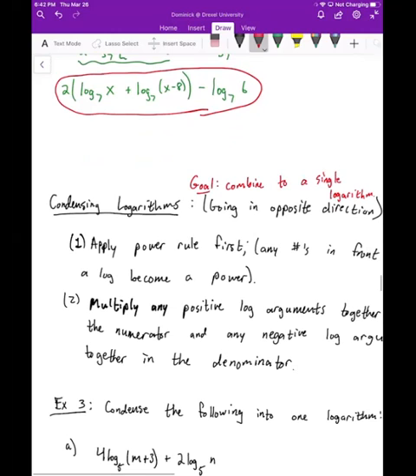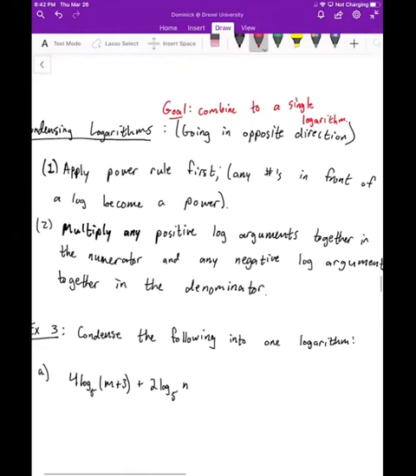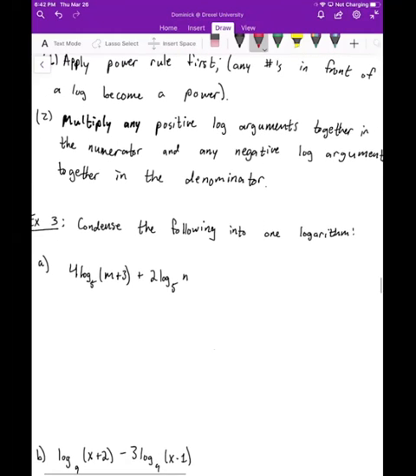Right? So in general, you're going to apply the power rule first. Any numbers in front of a logarithm will now become the power of the argument of that logarithm. Now, any logarithm that's positive, you're going to find all those and multiply them together in the top of a fraction. And any negative log terms, you would take their arguments and multiply them together in the denominator. All right. So here's what I mean by that.